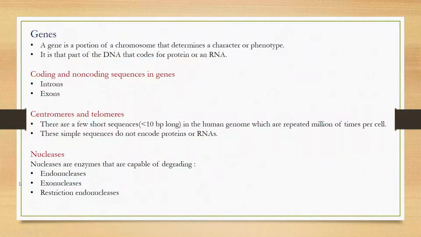Now come to centromeres and telomeres. There are a few short sequences, less than 10 base pairs long, in the human genome which are repeated millions of times per cell. These simple sequences do not encode proteins or RNAs. They are associated with certain structural elements of chromosomes, and these are the centromeres and telomeres.